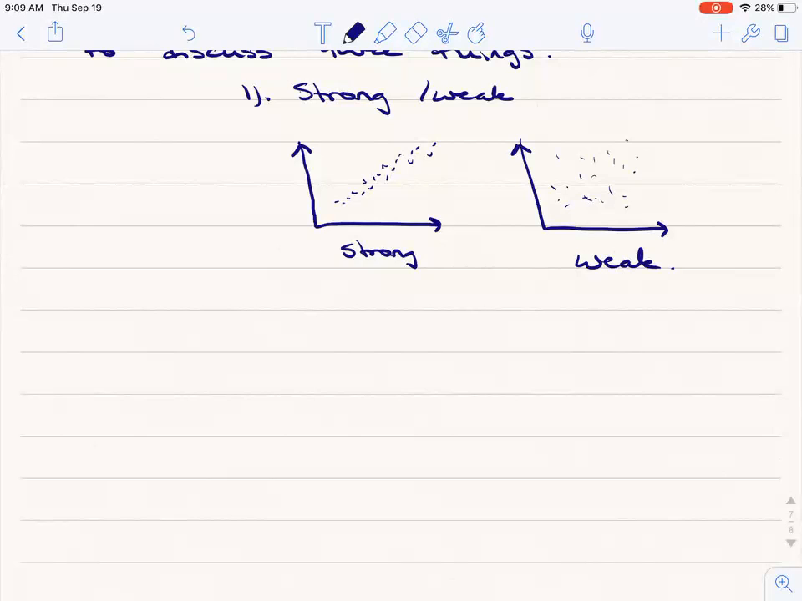Like the y equals mx plus b. Where do you get the slope and intercept from? So you can calculate them, but we're not going to do that here in this course. You'd have to wait for stats. So I'm just going to give them to you.